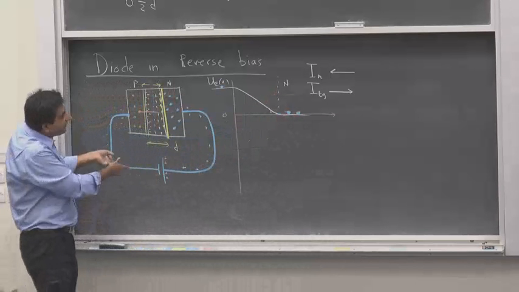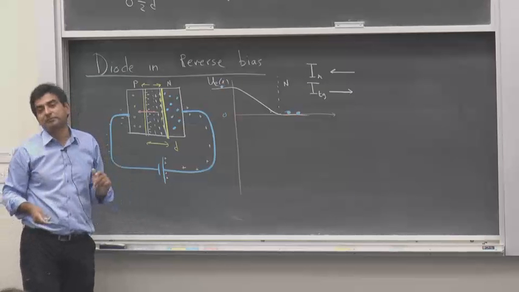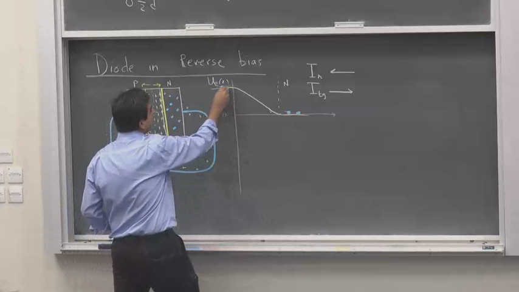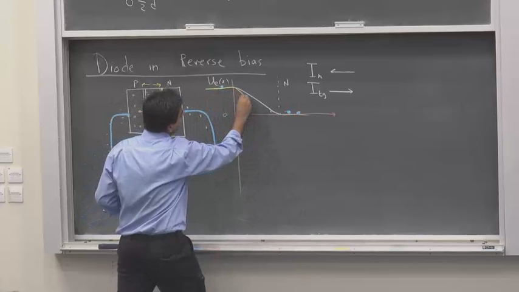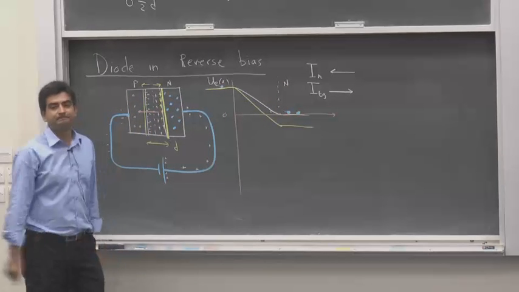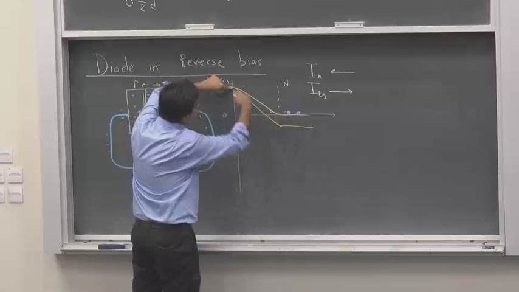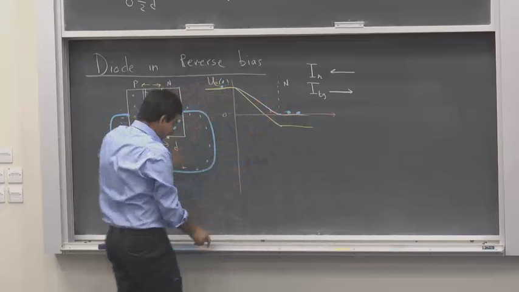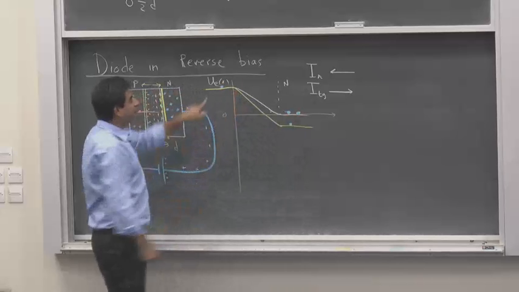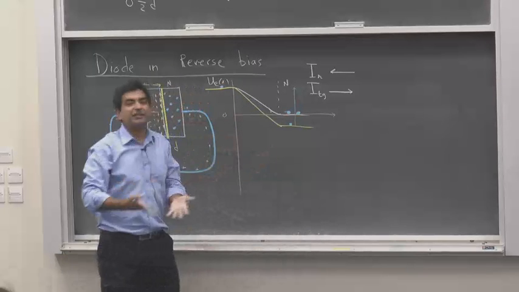Now we have reverse biased this diode. So this potential difference goes up. So when the potential difference goes up, here the potential difference is at its reference level. It goes up like this. So now the potential barrier was like this. Now it has gone further down. So any electron that's initially here finds it more difficult to go to the p-type material because it has to increase its kinetic energy by a larger amount.